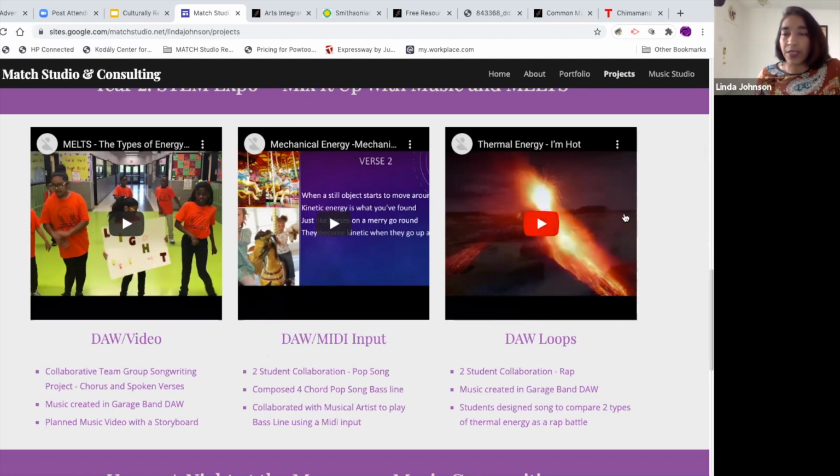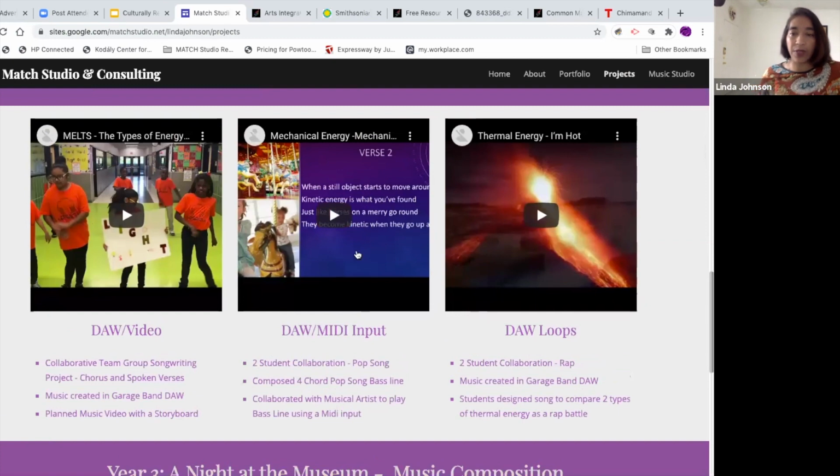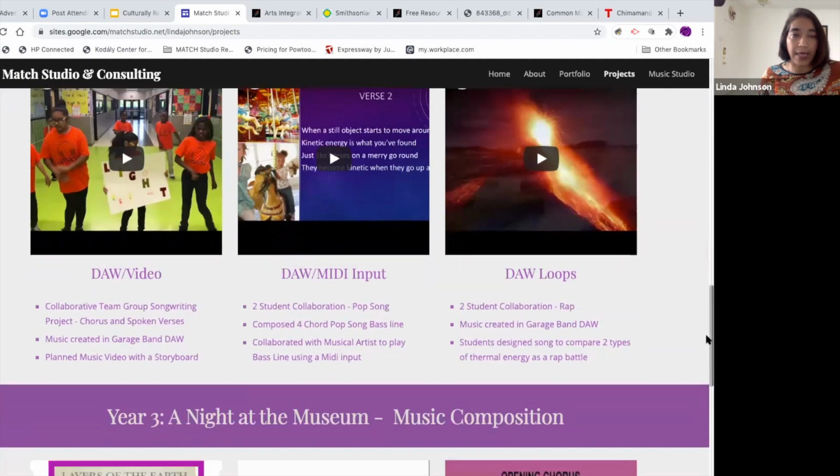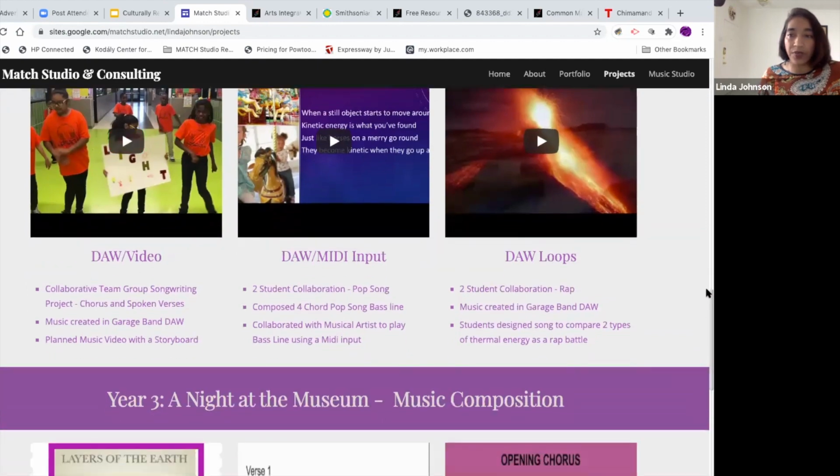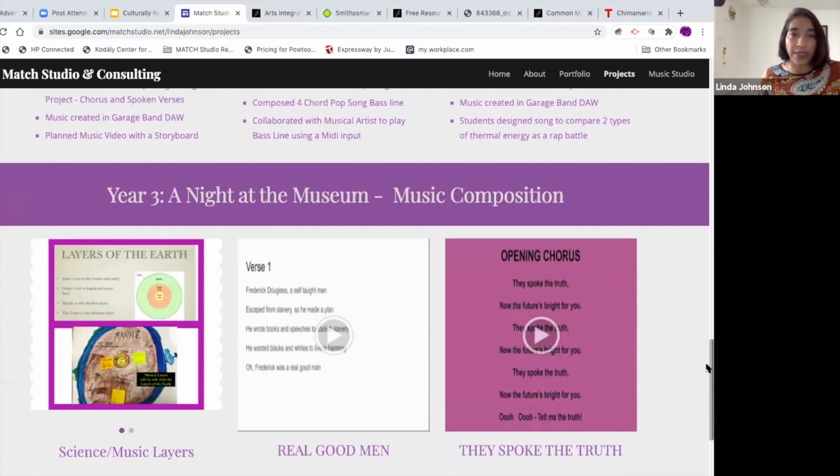And then these are 2 boys that they don't sing. They're in theater, and they just did a rap. They did a rap back. They kept arguing. So I said, why don't y'all just do a rap battle about the types of energy? And they came up with that, and they did it in GarageBand. And this, we did the 4-chord pop bass line, and this one they created their own music video. So you see, it went way far into that.